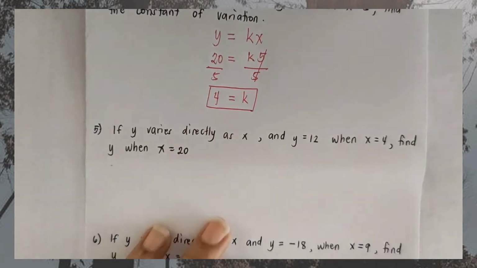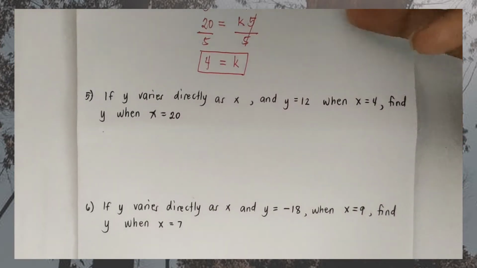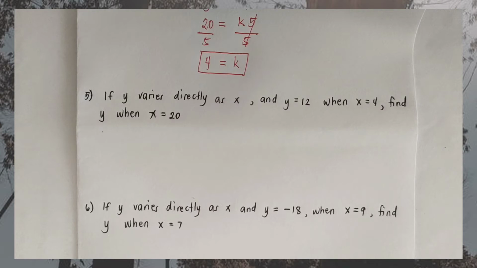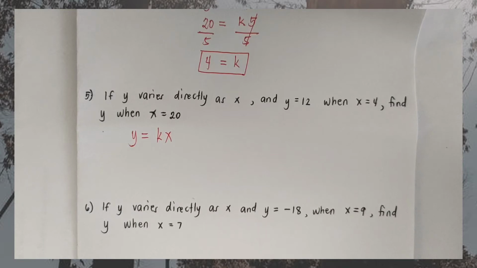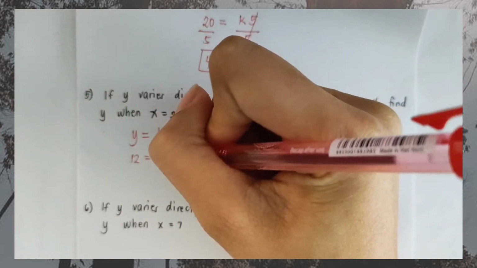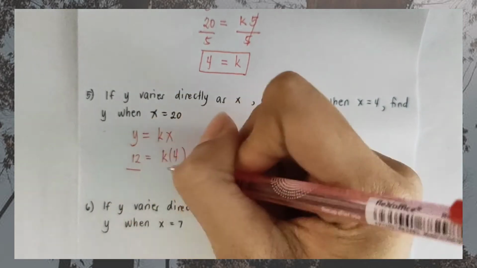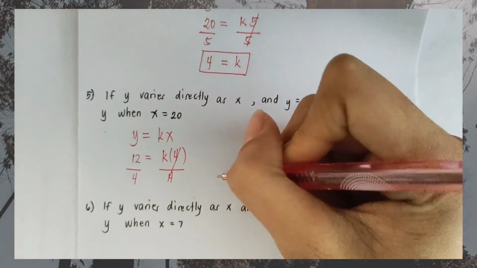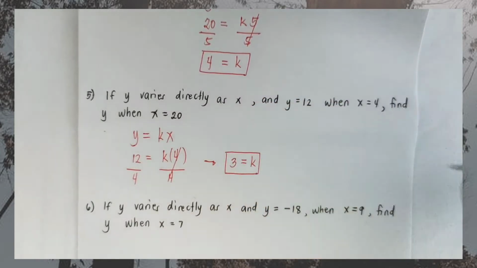Next, number 5. If y varies directly as x and y is equal to 12 when x is equal to 4, find y when x is equal to 20. Again, we need to write the equation, which is y is equal to kx. Next, substitute for the value of our y and x. Our y here is 12, and then our x is 4. So divide both sides by 4. 12 divided by 4 is 3. So our constant of variation is 3.